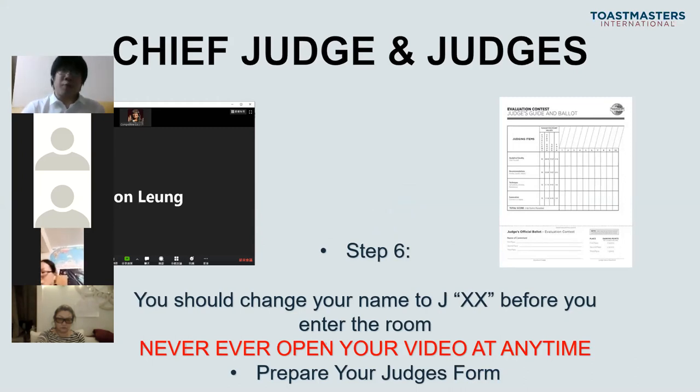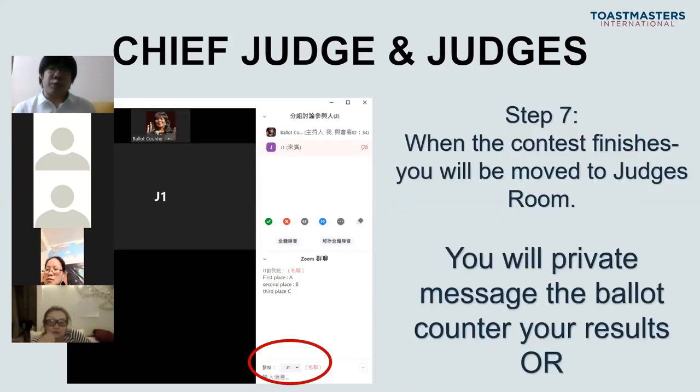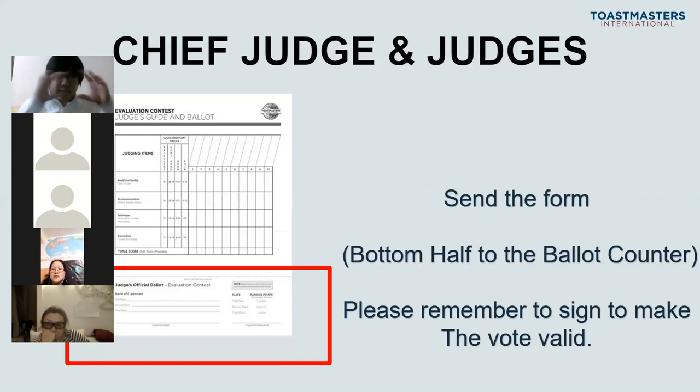Also prepare your judges' form, which can be downloaded from TI, or ask your chief judge for it. When the contest finishes, you will be moved to a judges' room. You can either privately message your results to the ballot counter, or take a picture of your contest form and send it to your chief judge. That's only applicable for judges. Now the tie-breaking judge will do the same thing, but they have more to fill up, because the tie-breaking judge has to fill in all the contestant names. And if you're using the official contest ballot form, you have to sign, otherwise it will be void. Just a slight reminder for the judges.